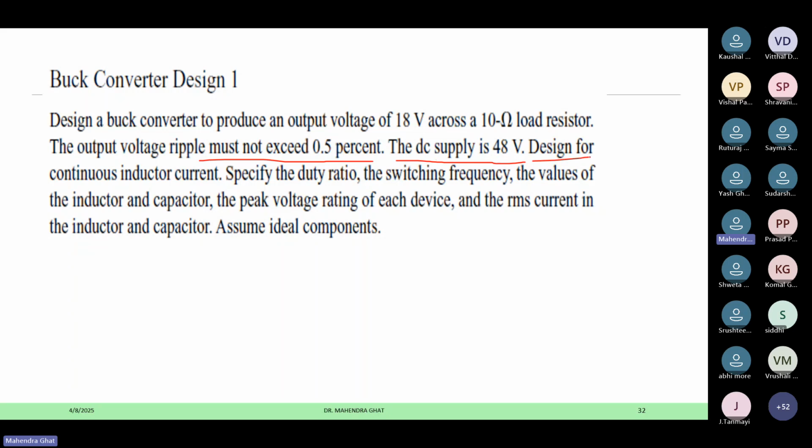Design for continuous conduction, continuous inductor current. So we have to design the converter for continuous conduction only. Specify the duty ratio, switching frequency, the values of inductor and capacitor, peak voltage rating of each device, and the RMS current in the inductor and capacitor. Assume ideal components.